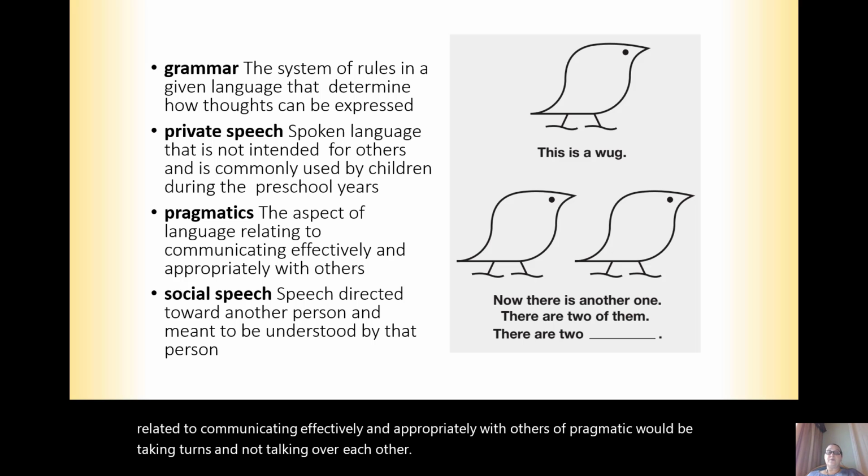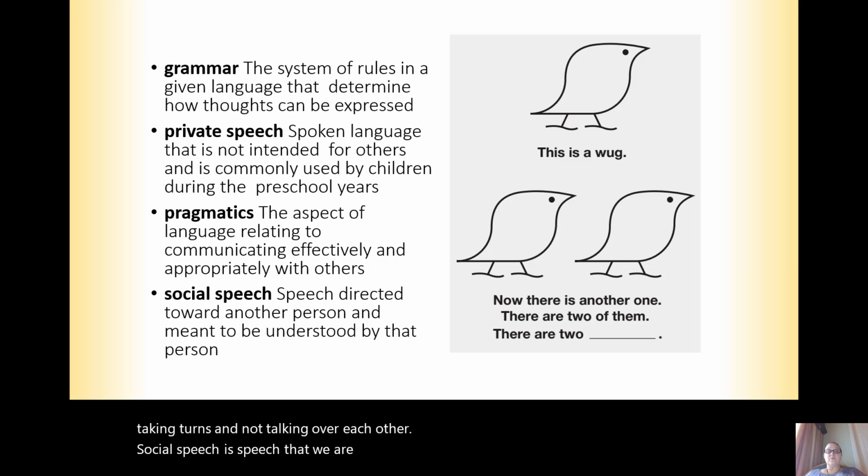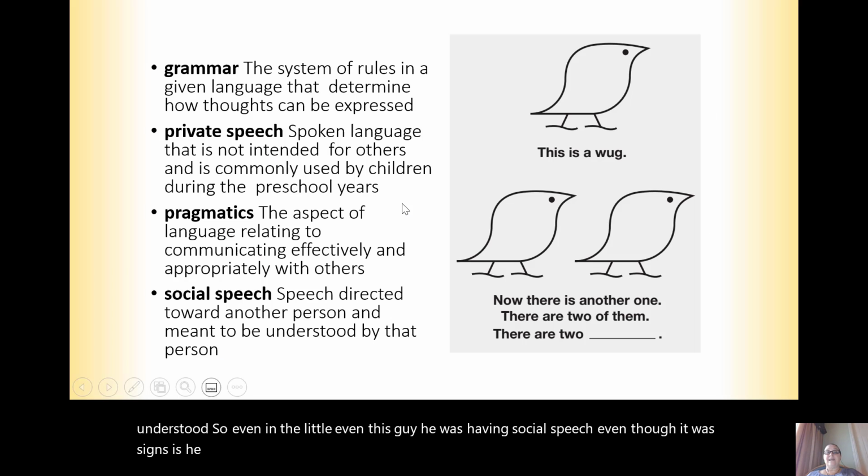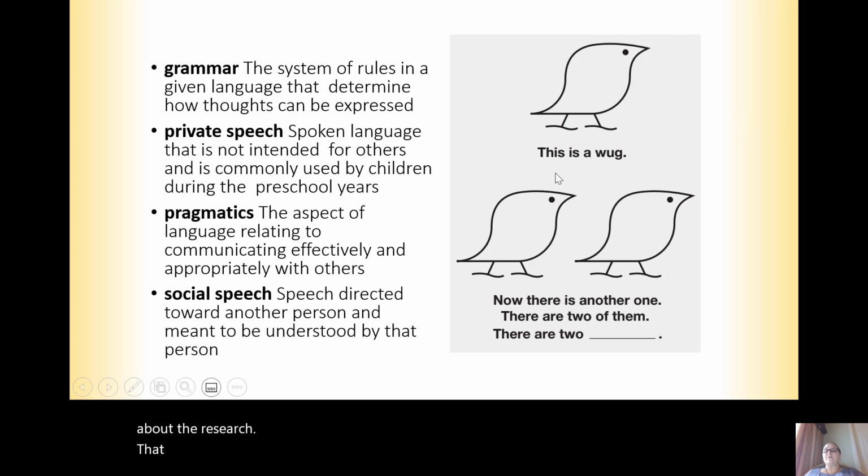Social speech is speech that is actually directed at another person, which is meant to be understood. Even this guy, he was having social speech, even though it was signs, because he wanted her to understand it, which was adorable. And then remember we read in our book about the research that involved showing kids a picture of the wug.